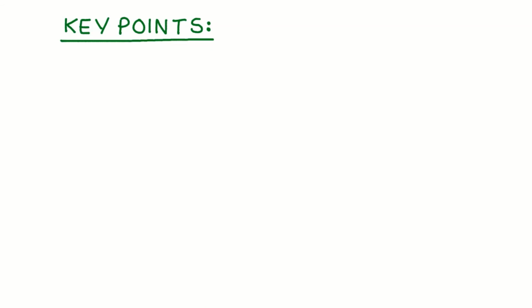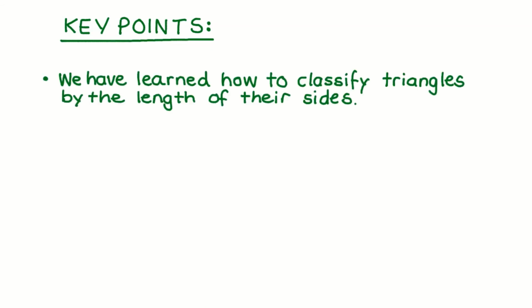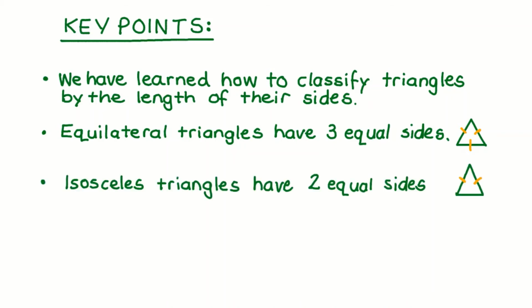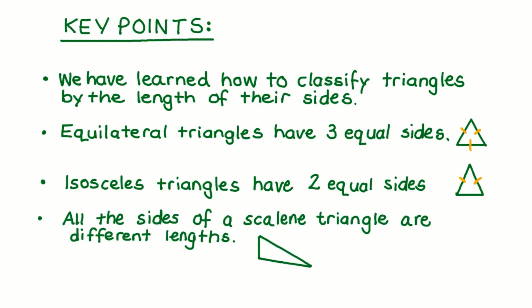What have we learned in this video? We have learned how to classify triangles by the length of their sides. We've learned that equilateral triangles have 3 equal sides. We've learned that isosceles triangles have 2 equal sides. And we've also learned that all the sides of a scalene triangle are different lengths.